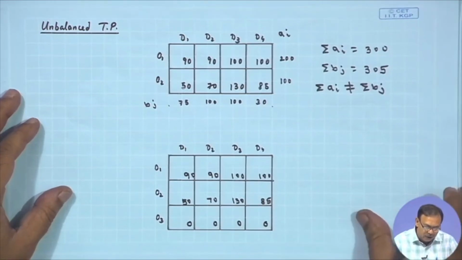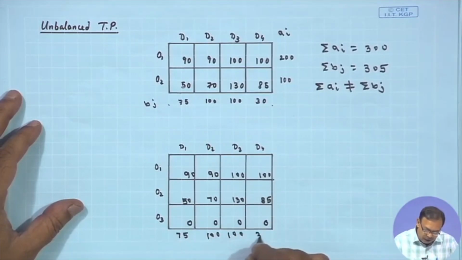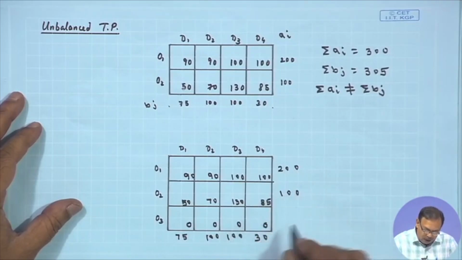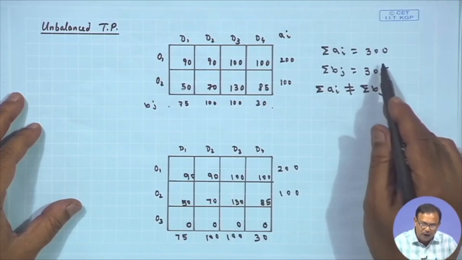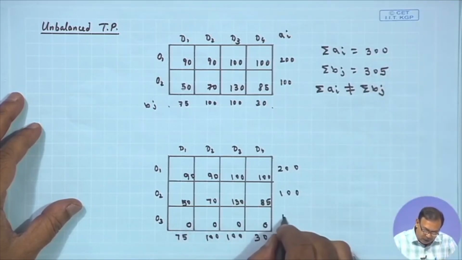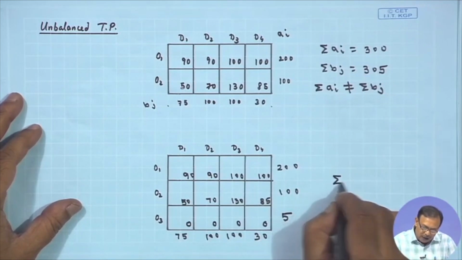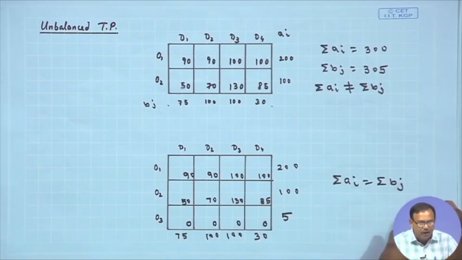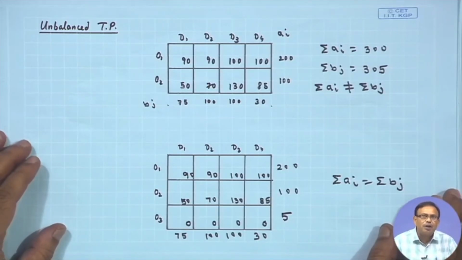Here it is 75, 100, 100 and 30, and here it is 200, 100, and what is the shortfall? The shortfall was 305 minus 305. So, in the third row in the availability I will make it 5. So, now the summation of a_i is equal to the summation over b_j. So, once I am getting this, I have transformed my unbalanced transportation problem into a balanced transportation problem.